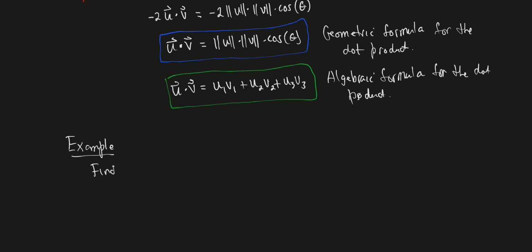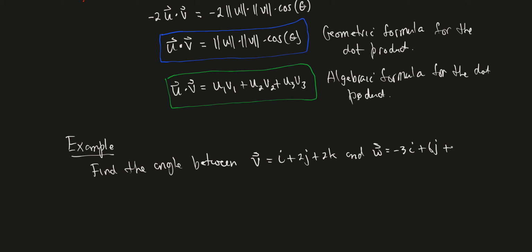So we're going to find the angle between, and here are the two vectors. Say v is i plus 2j plus 2k, and let's say w is negative 3i plus 6j plus 2k. So there are the two vectors. Let's see if we can find the angle between them.